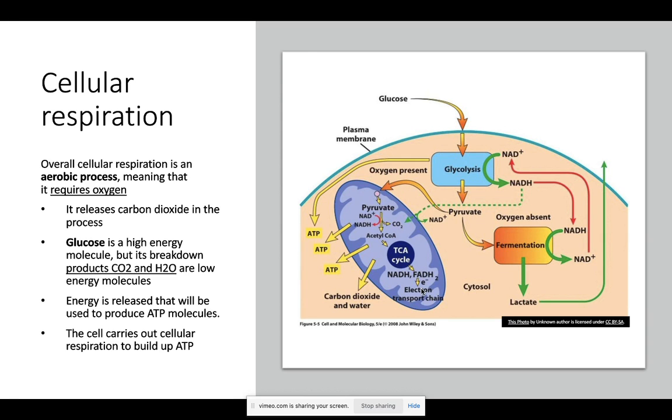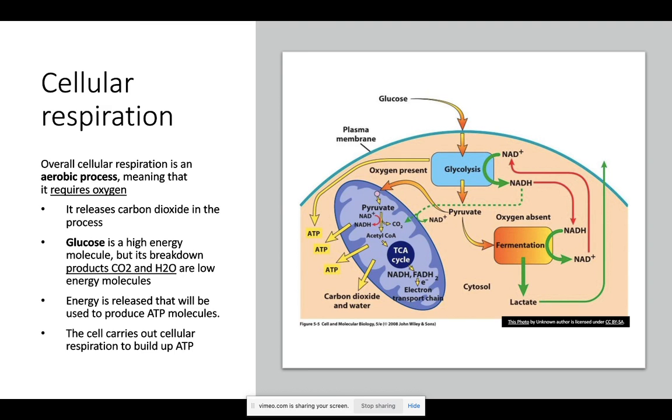I want you guys to know that within the electron transport chain, we are going to generate the most ATP. Again, within the electron transport chain, we are going to generate the most ATP, 36 to 38 molecules of ATP.